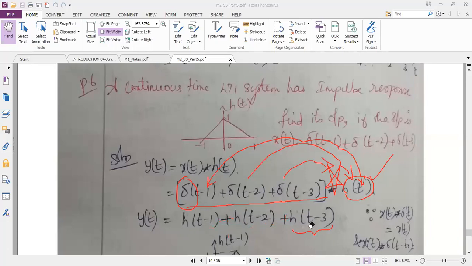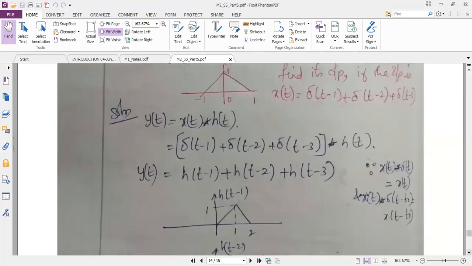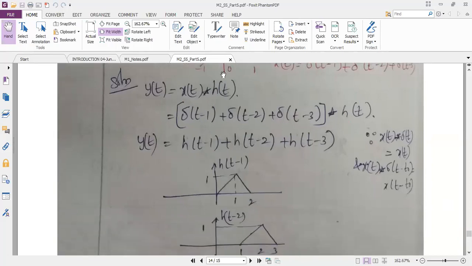So easily I got the output y of t without performing any integration, without doing any diagrams for x of t. So if x of t is in terms of delta, directly you can solve the problem using the formula x of t convolution with h of t. So you should know this formula, delta convolved with h becomes h only. Do you have any doubts up to this? No, ma'am. So now I have got the output equation in a single step.